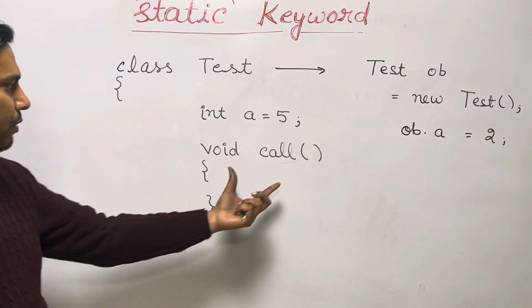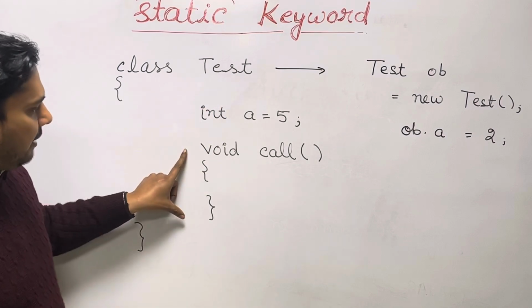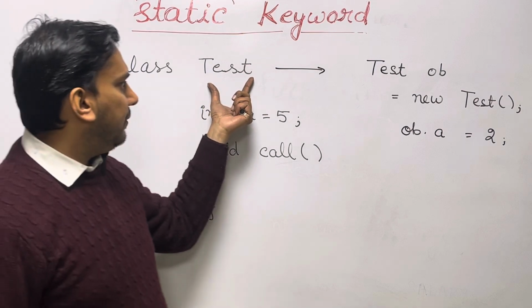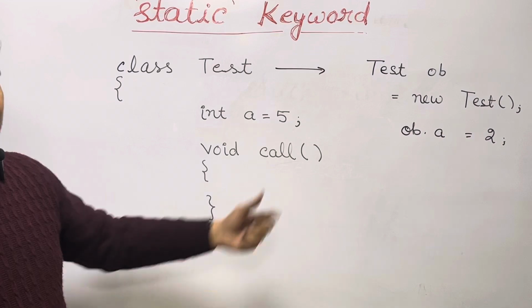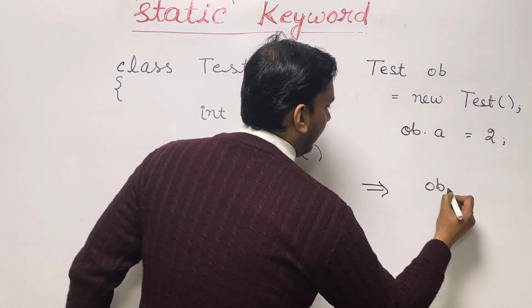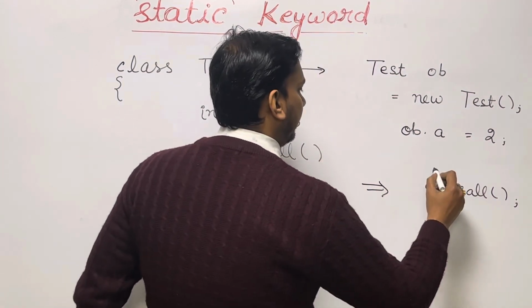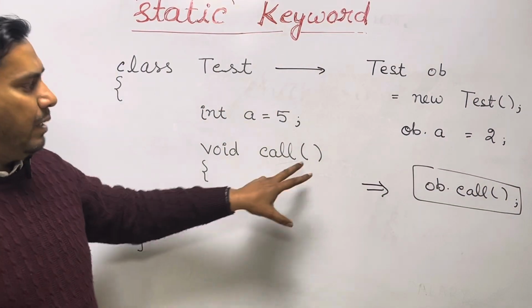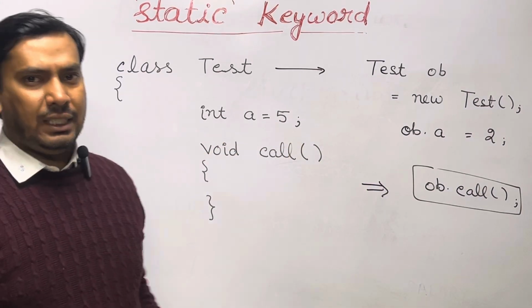Similarly, if I have to call this call function, this is a function provided in this class test, and I want to access this call function. So, what I will have to do is I will have to use the reference of this class, object reference ob, and then I will call this function call. So, I will write here ob.call. So, this is how you can call this function. This is what happens when you are creating the normal data members, normal functions inside a class.